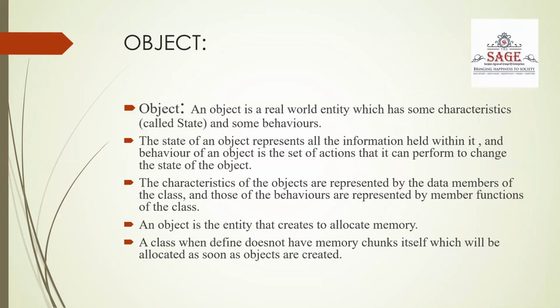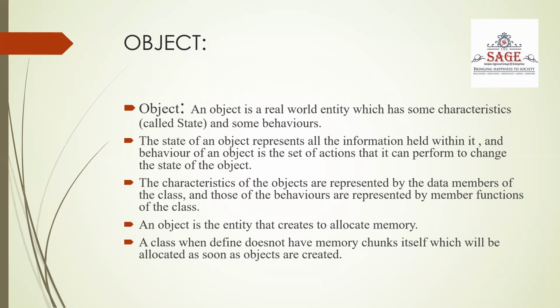Now come to the next feature, that is object. As we all know, an object is a real world entity which has some attributes and some behavior. The state of an object represents all the information held within it. The behavior of an object is the set of actions that can be performed to change the state of the object. So these characteristics of the object are represented by the data members of our class, and those behaviors are represented by the member functions of our class.